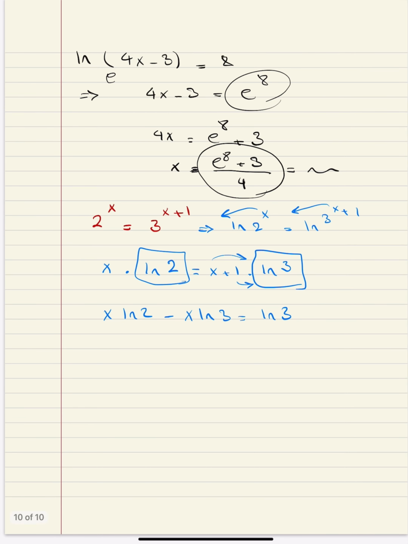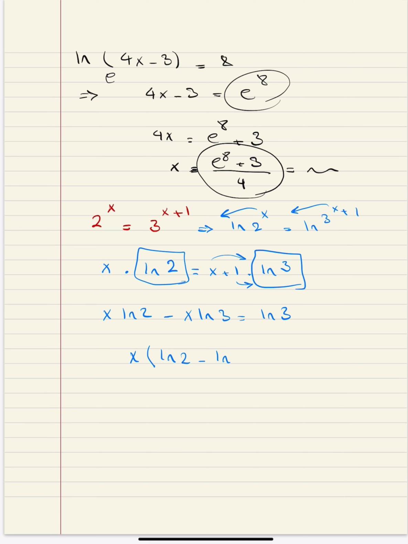And again, we can further simplify this and rewrite it as x multiplied by, we essentially factor out x, ln of 2 minus ln of 3 equals ln of 3. And now, pretty much, we have our answer. x equals the natural logarithm of 3 divided by the natural logarithm of 2 minus the natural logarithm of 3. And again, you could plug these numbers into your calculator and find the value for x.